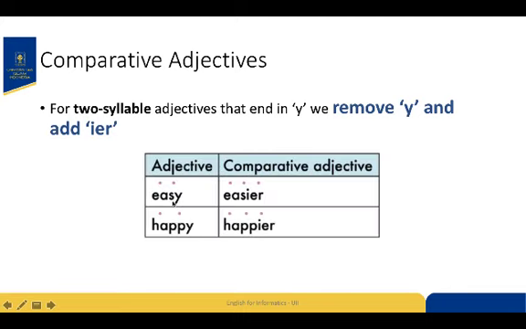The second type is for two-syllable adjectives that end in y. The examples are easy or happy. So this is two-syllable, but the adjective has y at the end. So the new form will become easier. Here we need to remove y and add -ier at the end.